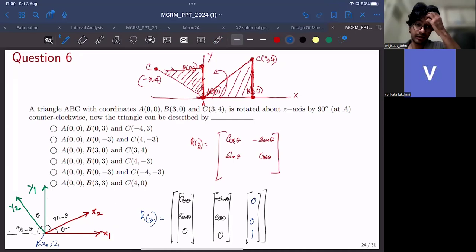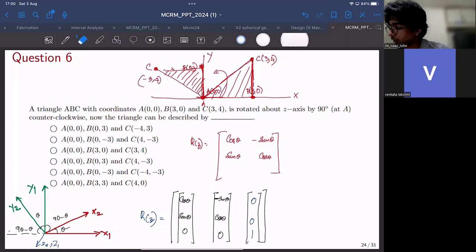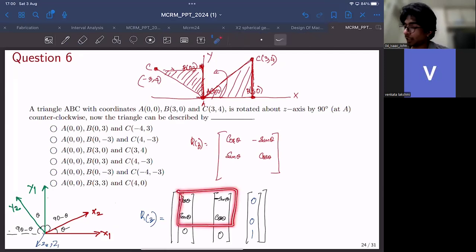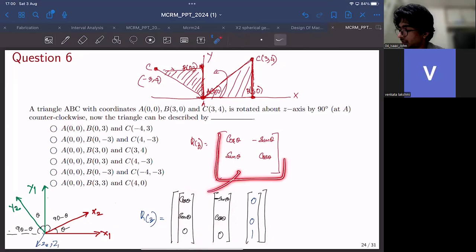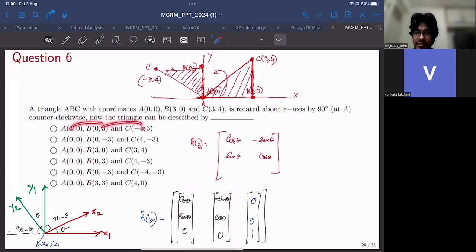Shall we put 90 now here, sir? Yeah, here you can put 90. And one more thing, since the problem is 2D, we only need to take this much. We don't need to consider the full 3x3 matrix because our coordinates are 2D, with only x and y components. So we extract this part of the rotation matrix and multiply the rotation matrix with the position matrix to find the coordinates.